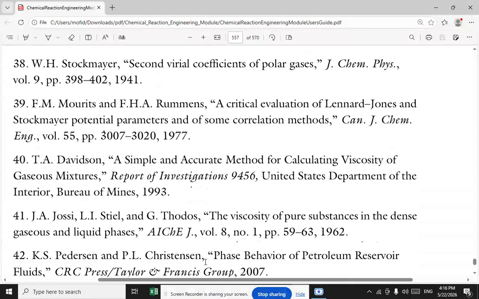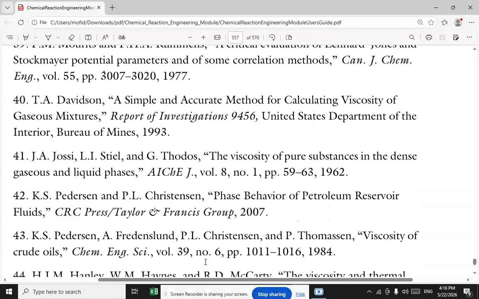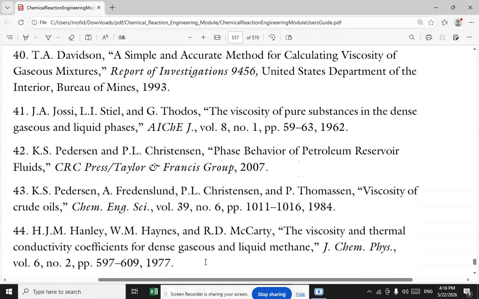The next one was written by Stockmayer. The name is Second virial coefficients of polar gases. The next one was written by Reid, and the name is Critical evaluation of Lennard-Jones and Stockmayer potential parameters and some correlation methods. The next one was written by Davidson, and the name is A simple and accurate method for calculating viscosity of gas mixtures.